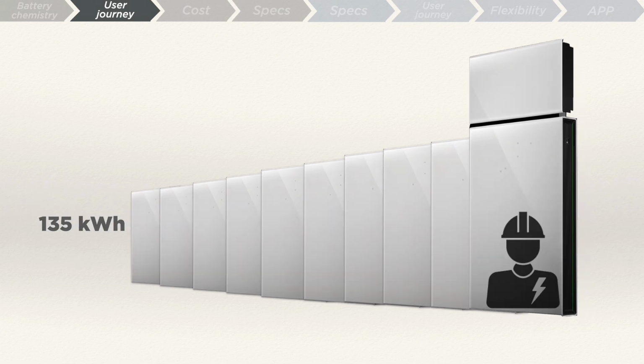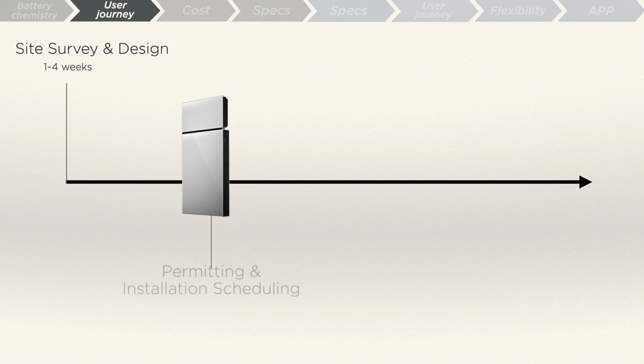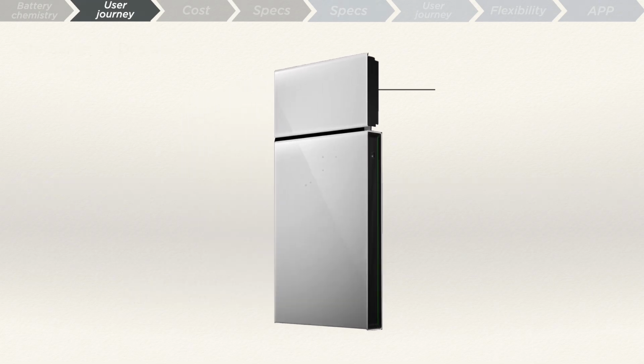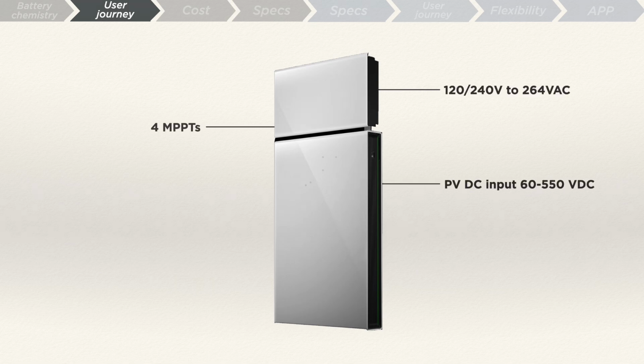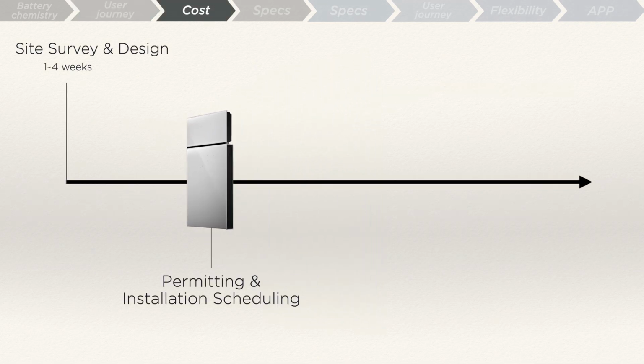The steps that follow include obtaining permits and scheduling installation, with consideration for the system's 4 solar controllers and their compatibility with your solar array's PV DC input voltage range, 60 to 550 VDC. The necessary permitting process may add 2 to 6 weeks to the timeline.